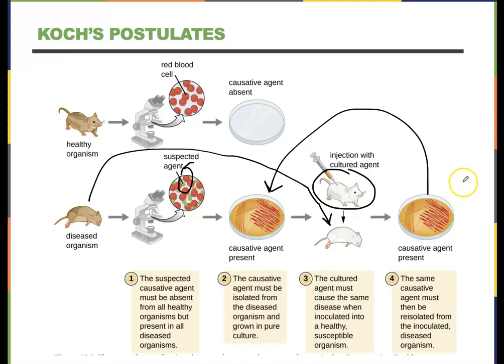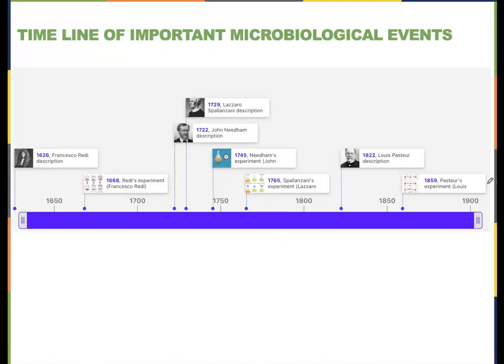So Koch's postulates is actually used in the same way today when you want to figure out what is causing a particular disease. A little bit more sophisticated, probably.